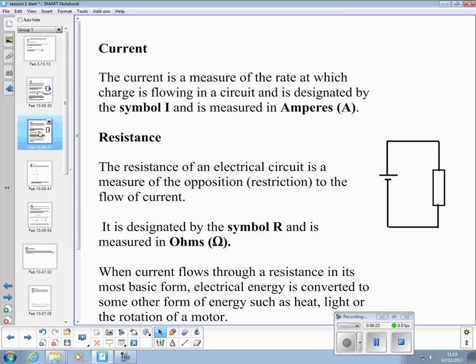Current. Current is a measure of the rate at which charge is flowing in a circuit, and is designated by the symbol I for current. So we talk about I1, I2 and I3 and so on. It's measured in amperes.